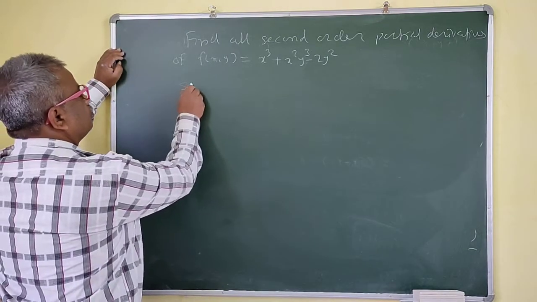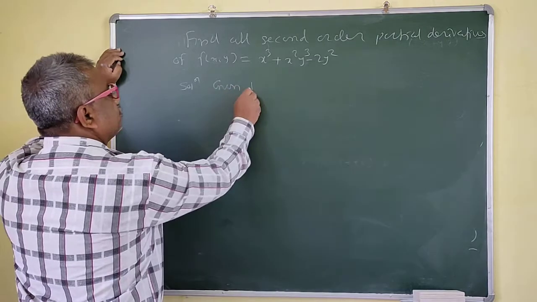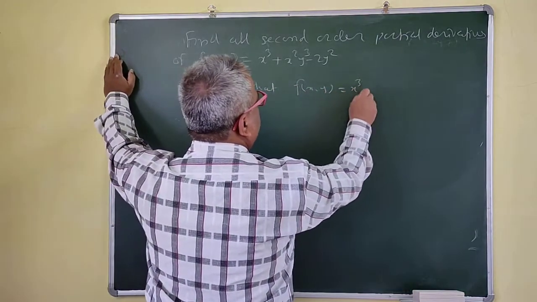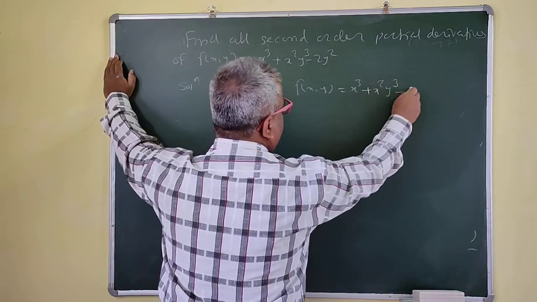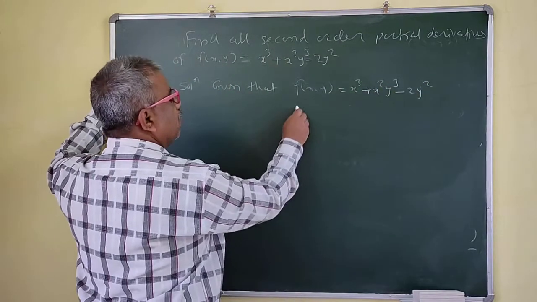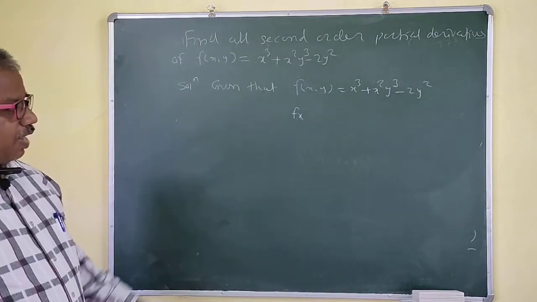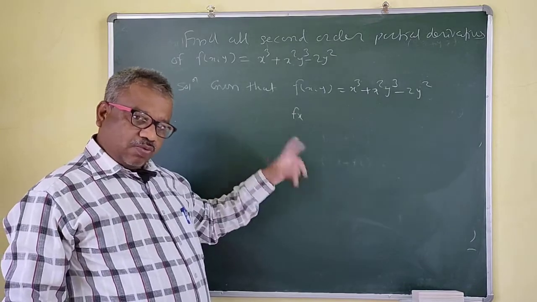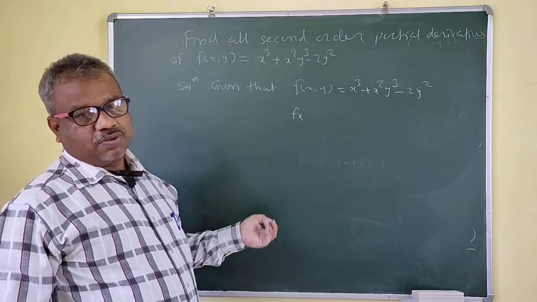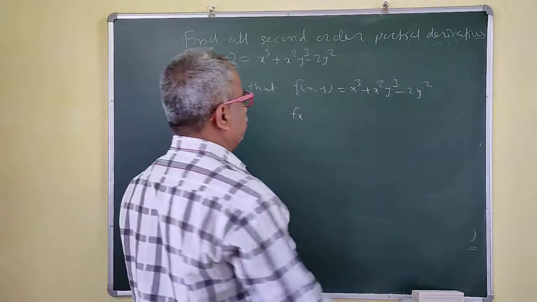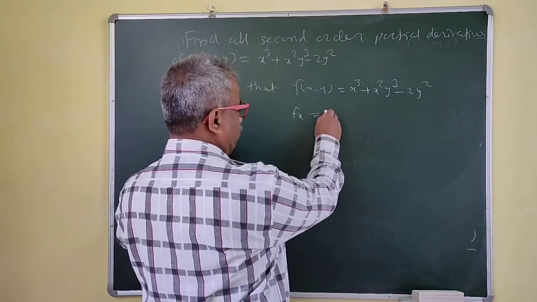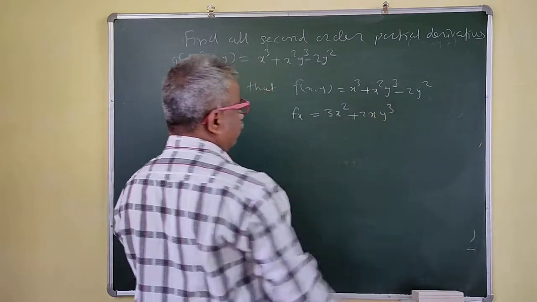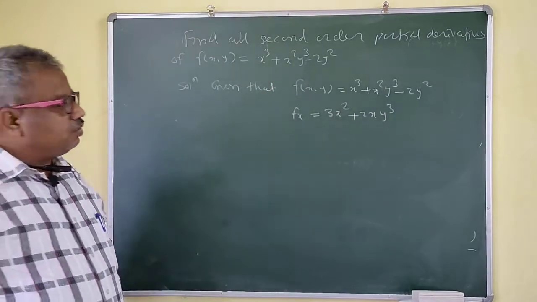Okay, solution. Given that f of xy is x cube plus x square y cube minus twice y square. So first we will find fx. We will differentiate fx with respect to x and y. Then we will find fy, and we will differentiate that fy with respect to x and y. So we get all the 4 second order partial derivatives. So fx is 3x square plus twice x y cube. The derivative of twice y square is 0.